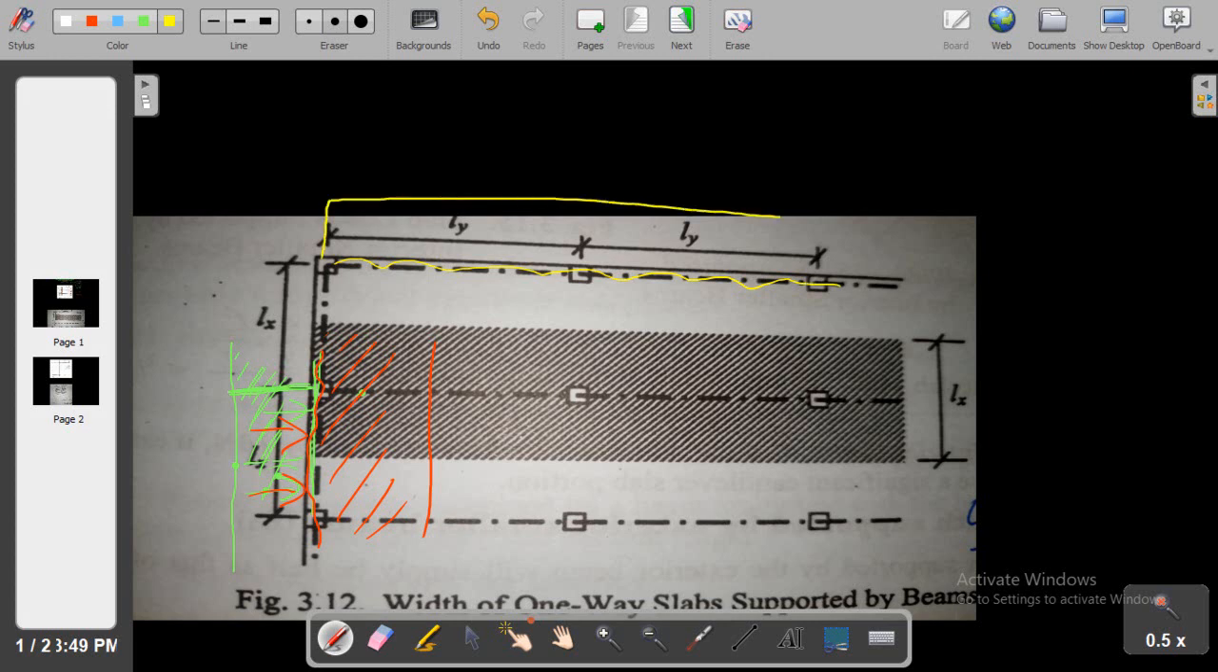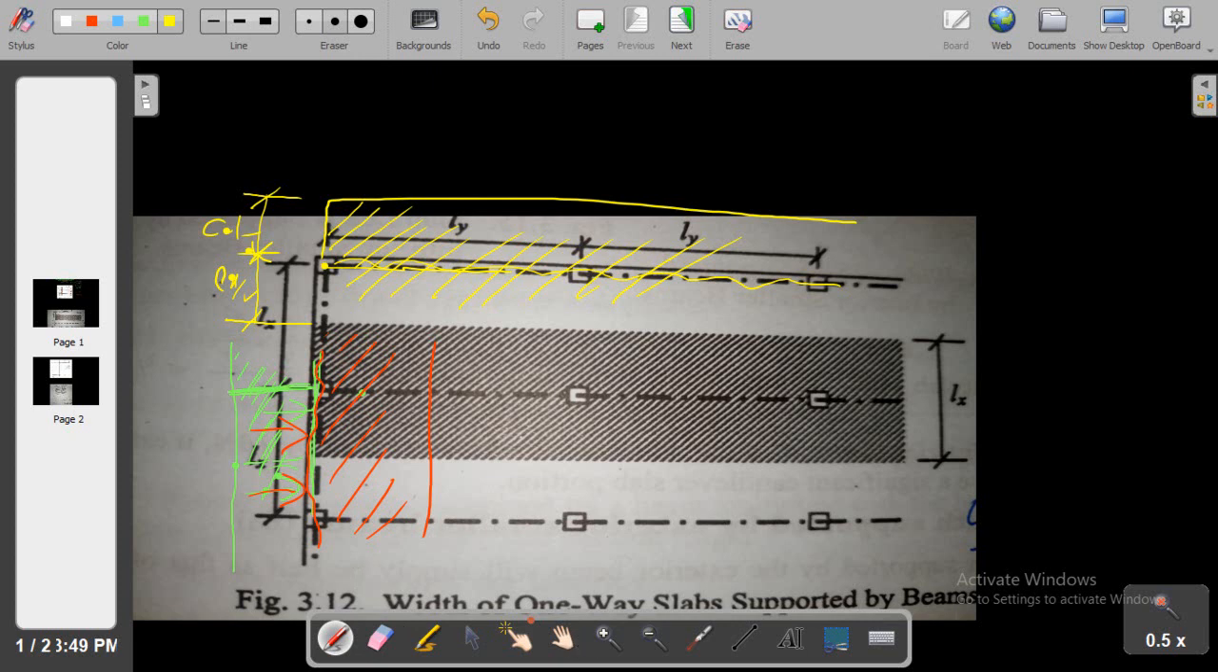cantilever portion right here. So in this case, the width supported by this beam will be equal to this area, which is Lx divided by 2, and this is my cantilever length. So the overall width supported by this beam will be equal to Lx divided by 2 plus the cantilever length, and it will be multiplied with the length, so we will get the total area.